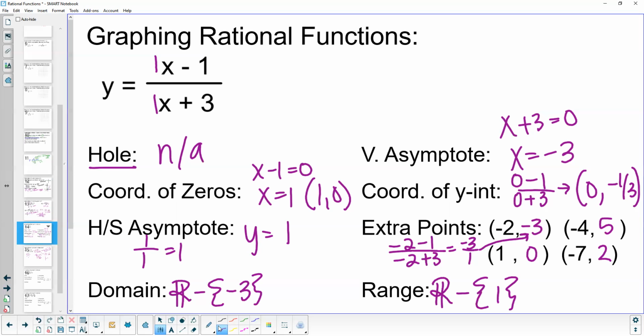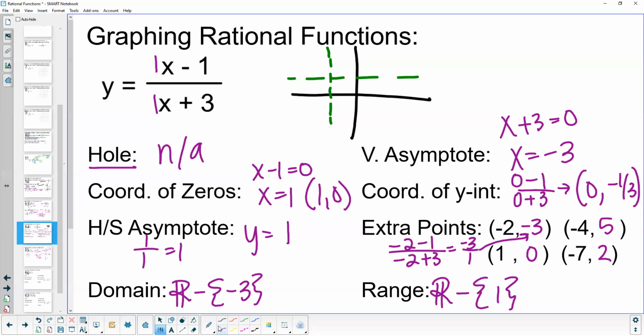Now, if we end up with a slant asymptote, our domain and range is actually going to vary based on what our graph looks like. And so with that being said, you want to make sure you wait to write that until the very end. So now that we have all this information, let's go ahead and sketch a picture of this graph here. So we've got our vertical asymptote at negative 3. We've got our horizontal asymptote at 1. We've got our points here that we can plot.